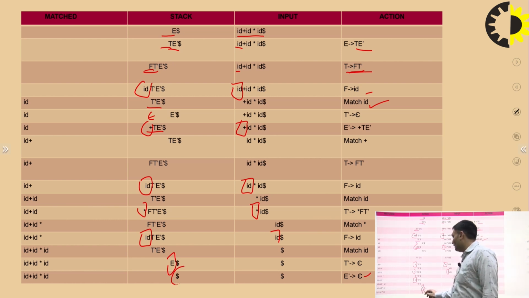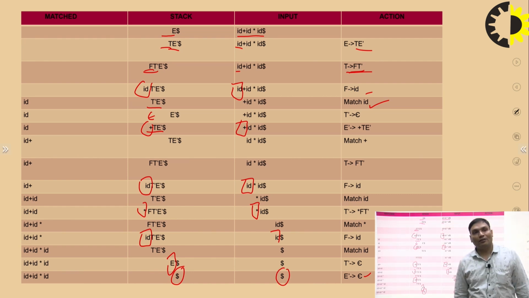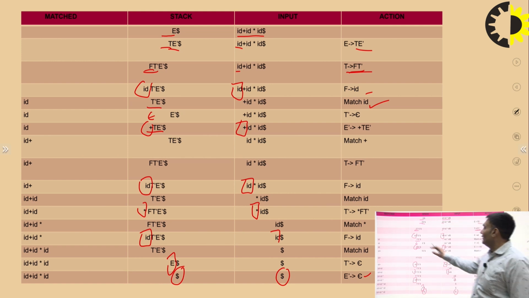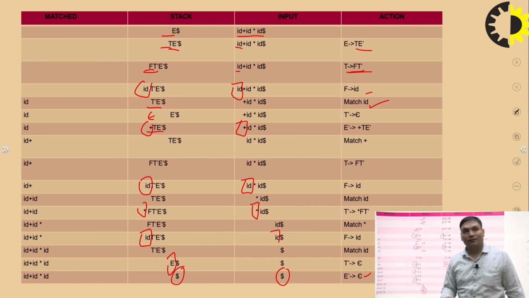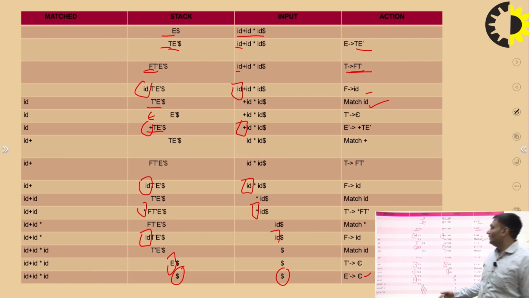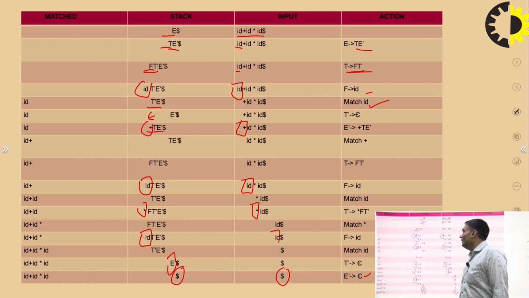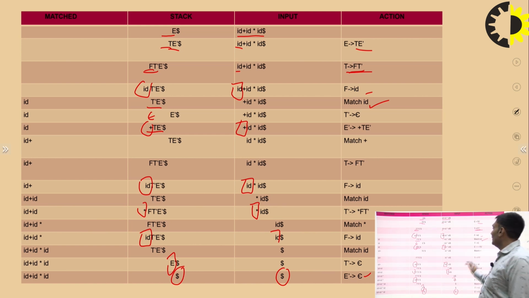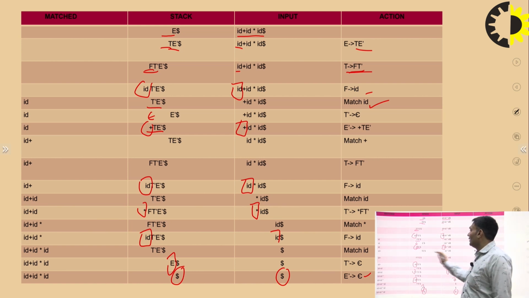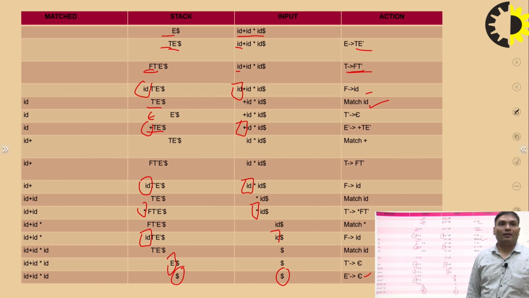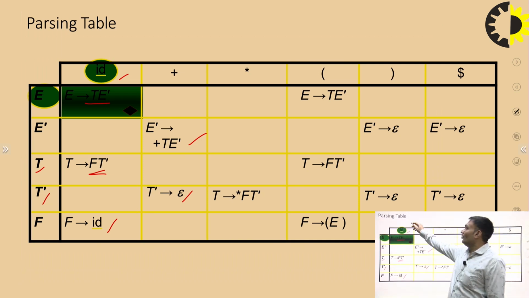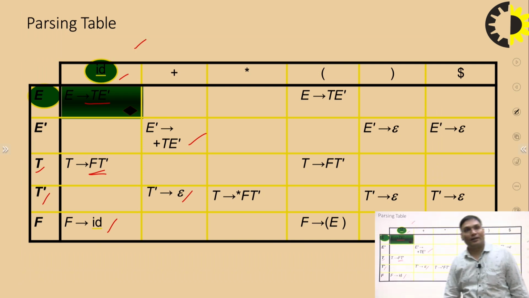So at the end we can see there is only a dollar. We can see that all the letters have been processed. When there is a match, the symbols are popped out, which means we have generated the tree. And if there is no match, then we replace with the matching rule, and this matching rule can be found by referring to the predictive table.